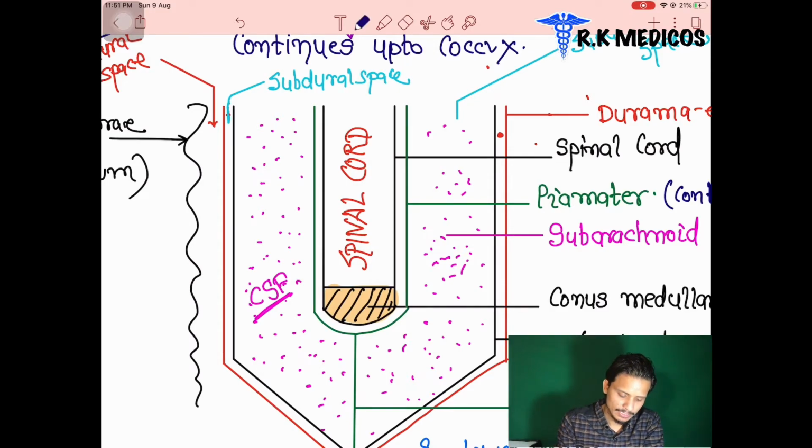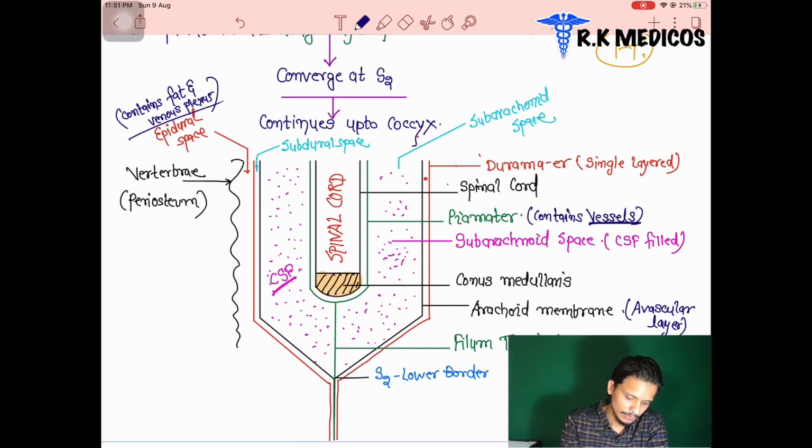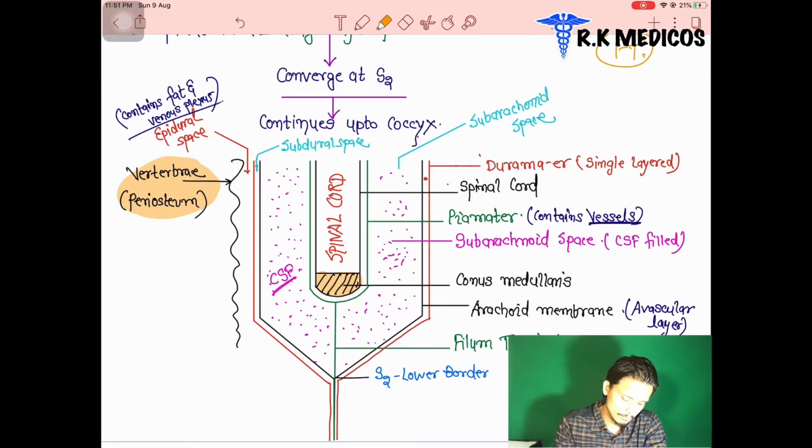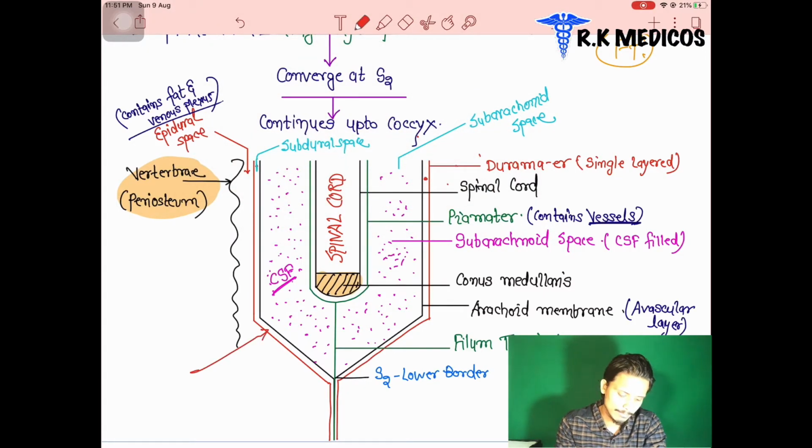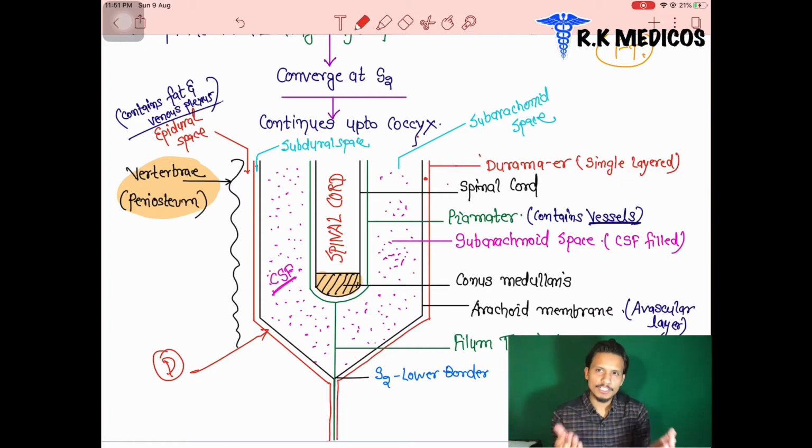So we can see in this picture, here is the vertebrae or the periosteum, meaning bone. They are the covering of bone. You can see the bone covering, the periosteum, and the red one is the outermost layer here, that is the dura mater. And between the dura mater and bone, which space is present? Epidural space. We can see the epidural space here, and it is containing something.